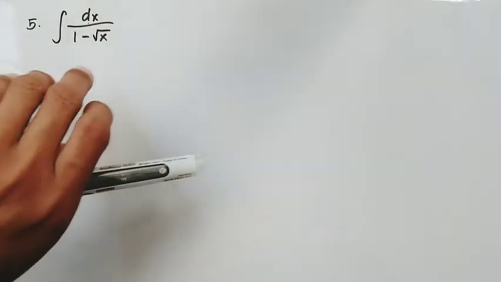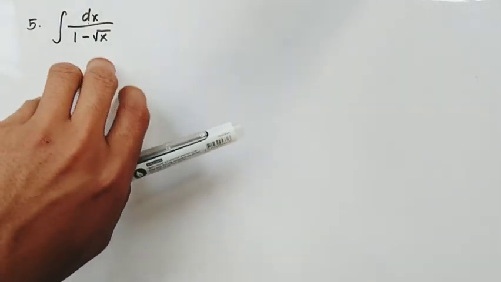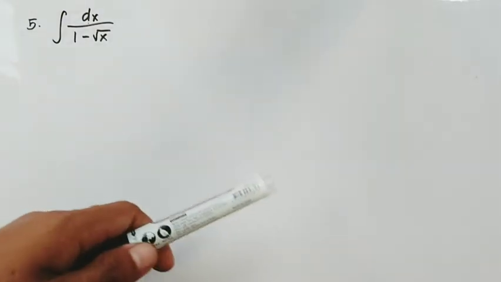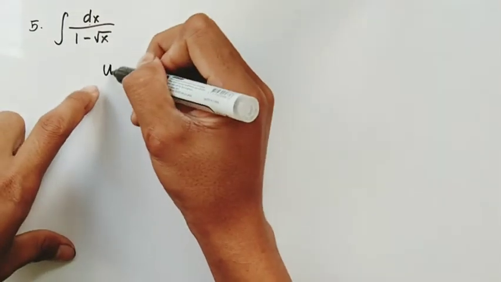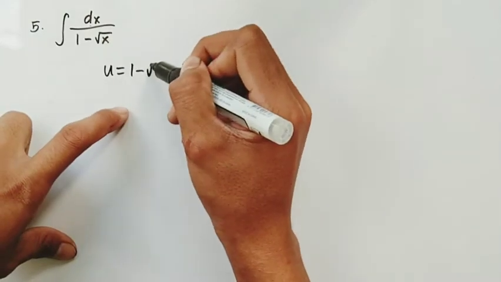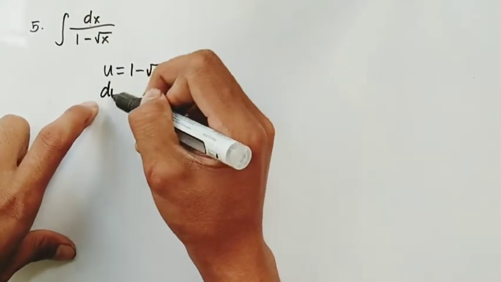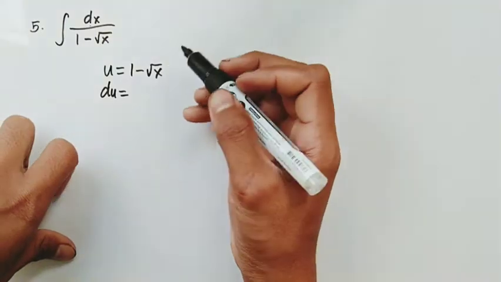Number 5. The integral of dx all over 1 minus the square root of x. Okay. Di na natin ito masisimplify na denominator. Power rule does not work. Try natin substitution. And no choice tayo. Ang ililet natin na u, yung denominator. Now, get the differential of both sides. Differential of 1 is 0.